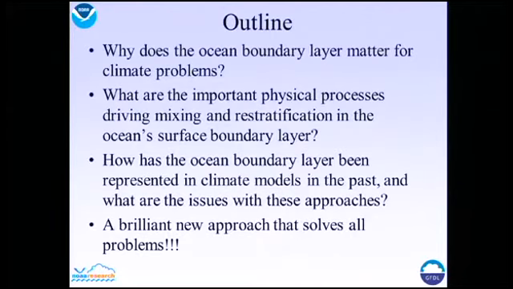So the broad outline, I'm going to spend just a few minutes talking about why the boundary layer matters for climate problems. This was maybe a little bit obvious, so I'll go through that kind of quickly, but the bottom line is it's enormously important at all time scales. I'm going to spend some time talking about the physical processes that are going on, and hopefully by the end of this section you'll have a feel for the physical processes and the balances that matter, and this should be pretty tractable. I'll spend a little bit of time talking about how we've represented the boundary layer in climate models now and in the past, and what the challenges are.